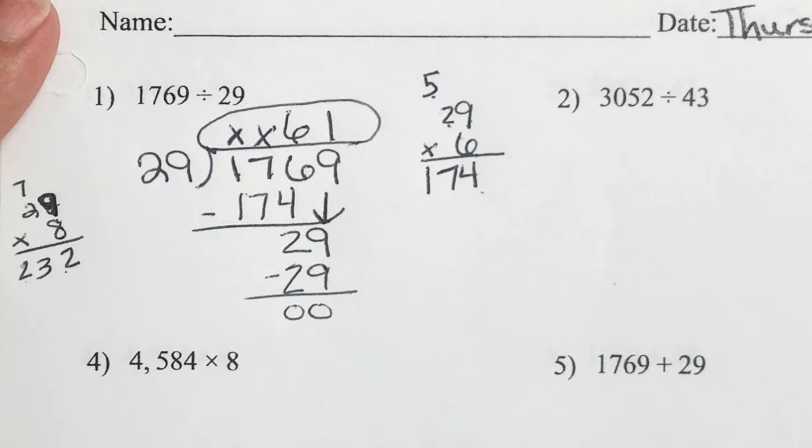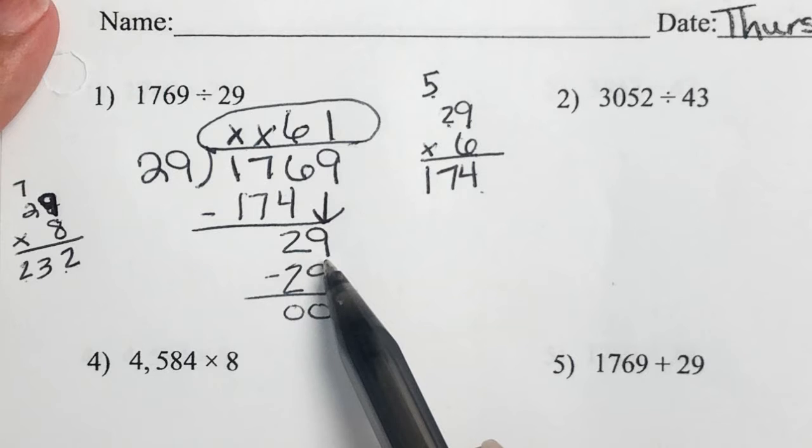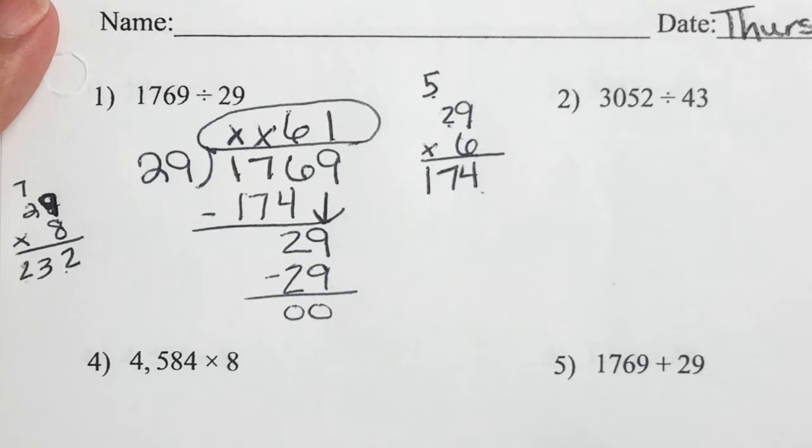Yes? I got it wrong by one number because I did 175 instead of 174. So ended up with 19. 19. Oh, then that'll mess it up. Yeah.